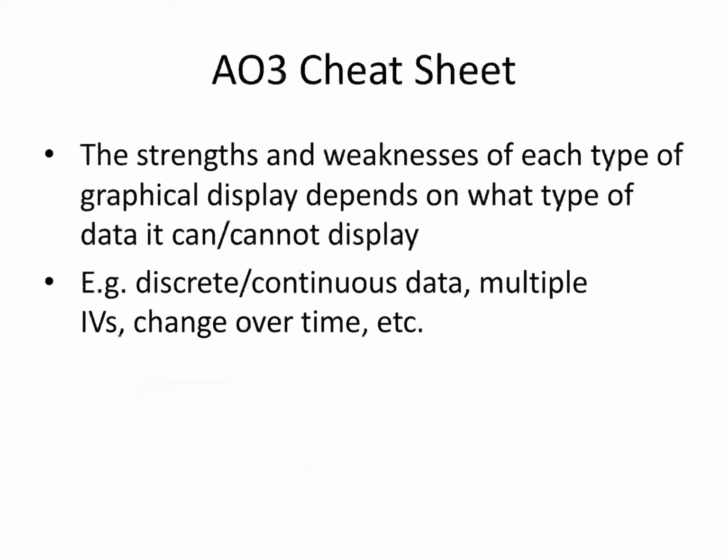All right, and although rare, you may be asked to evaluate or provide a justification for using, for example, a histogram over a bar chart. So the strengths and the weaknesses of each type of graphical display really just depends on what type of data it is or is not able to display. So for instance, is it displaying discrete data or continuous data? Can it display multiple IVs like we see in a line graph? Does it show changes over time like we see in a line graph, etc.?